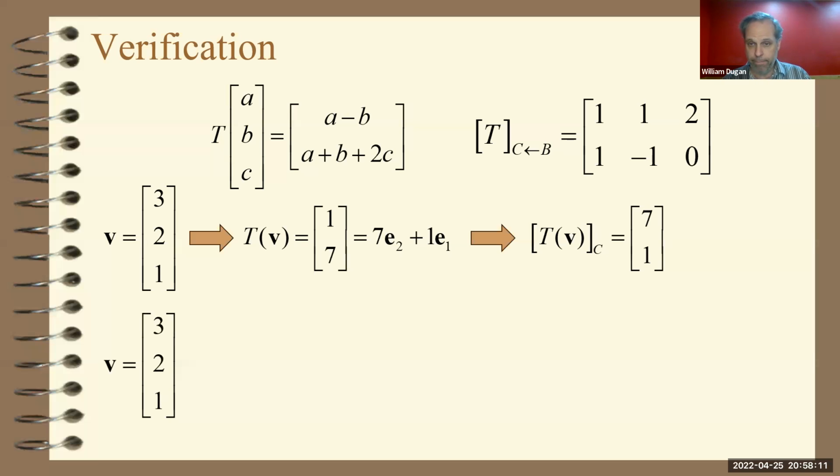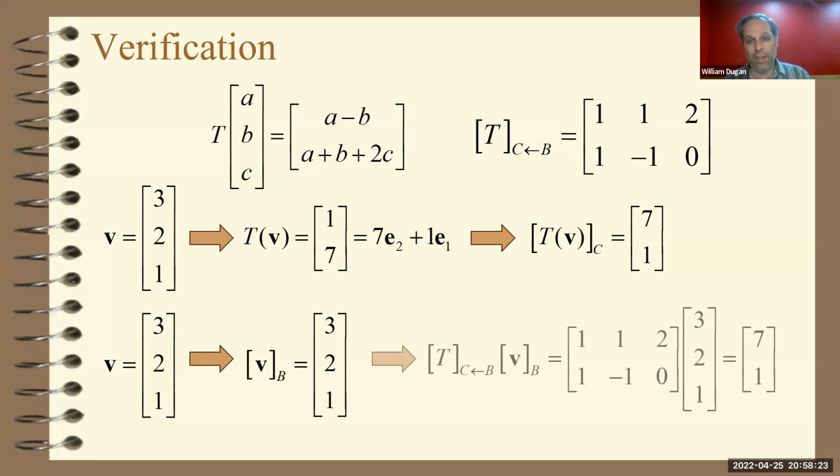So here's V again. That's the vector relative to B, the basis. Remember, the basis for B is E1, E2, E3, so then it's the exact same vector. So then the matrix of T from B to C, multiplied on the left by the vector V relative to B, by the matrix multiplication, you get the same vector, you get 7, 1.